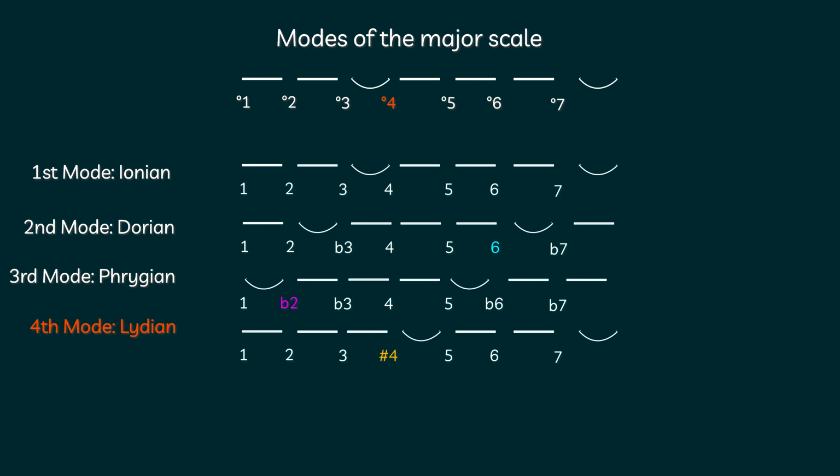Mode number 4, we know that one is the Lydian mode. It goes whole, whole, whole, half, whole, whole, half. And intervals, tonic, major second, major third, augmented fourth or sharp 4, perfect fifth, major sixth, major seventh.